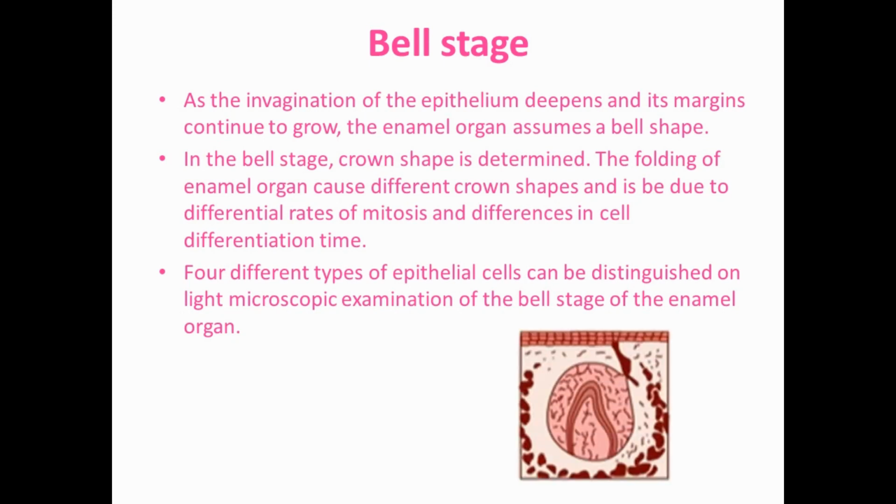So here this is a diagram which is representing the tooth bud in a bell stage. So here this invagination of the epithelium is deepened, and this enamel organ is now in a bell shape. Here in this stage, the shape of crown is determined, and as there are different crown shapes, this is because of differential rate of mitosis and differential cell differentiation time, which is responsible for different crown shapes.